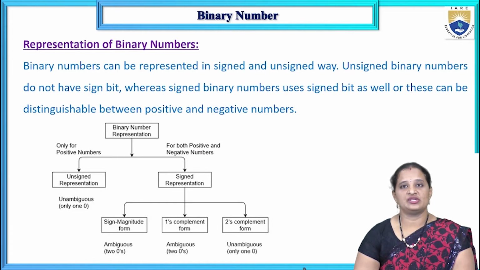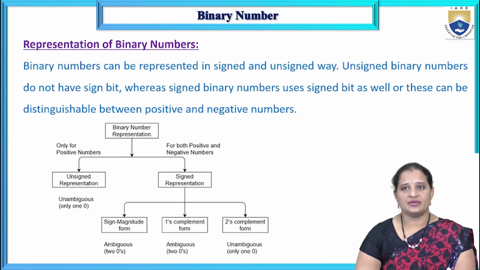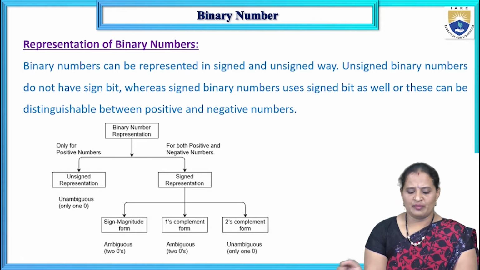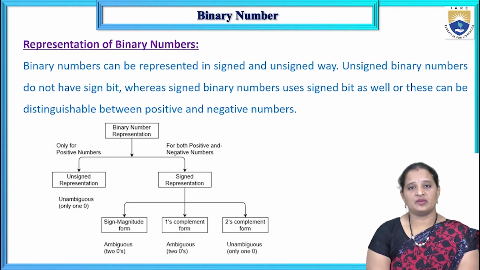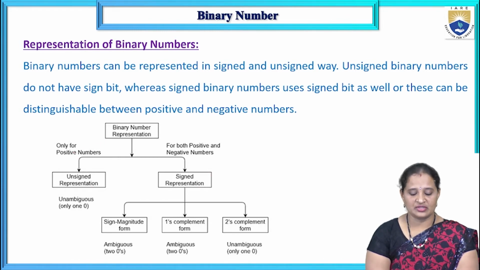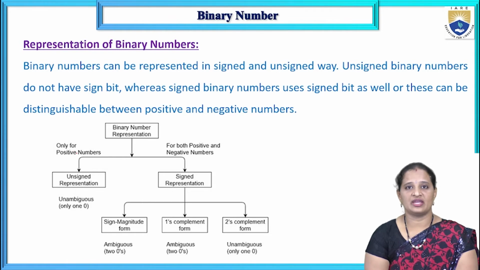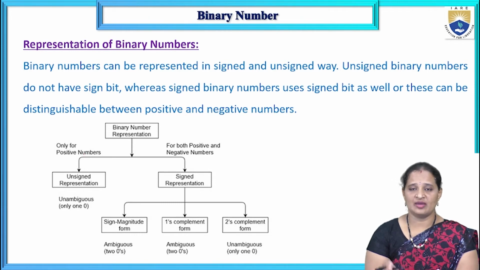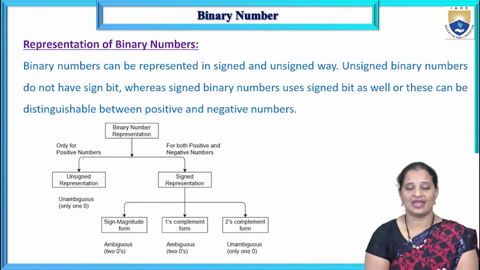First of all, representation of binary numbers. Any binary number can be represented in a signed or unsigned way. So, binary representation is of two types, that is unsigned representation and signed representation. What do you mean by unsigned representation? That means we cannot represent any negative numbers in this representation. We can have only positive numbers. That means any number that is represented in this form can be considered as a positive number.